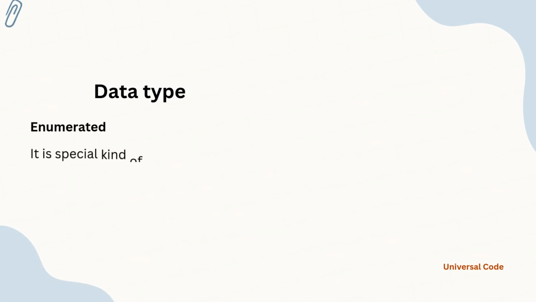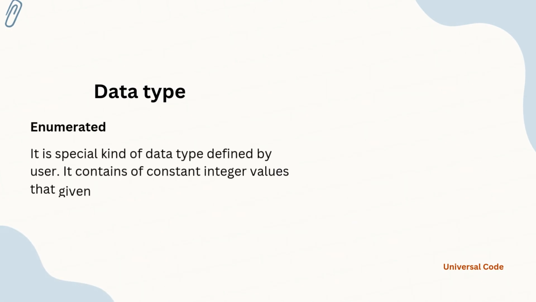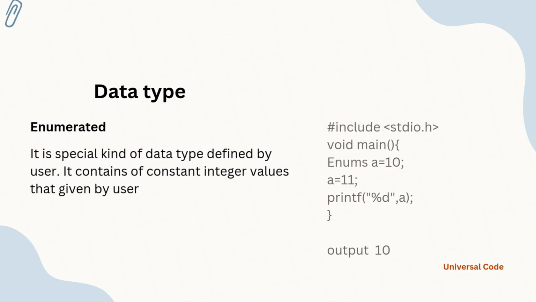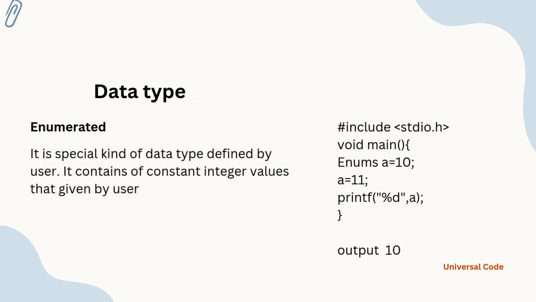Enumerated. It is a special kind of data type defined by the user. It consists of constant integer values given by the user. It means we assign an integer as an enum, and it remains constant in the entire program. In this way enumerated is used.